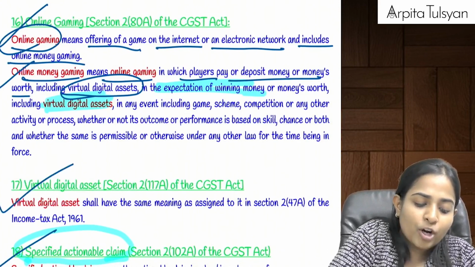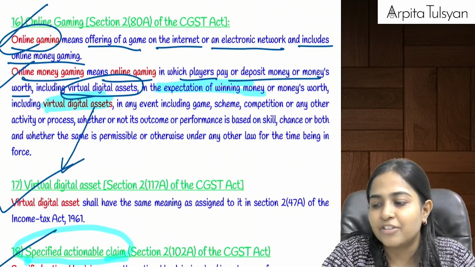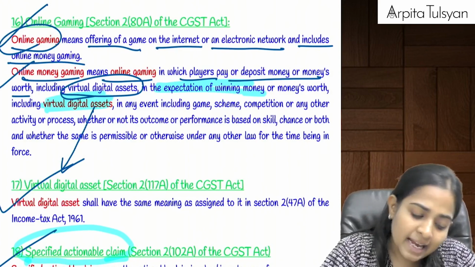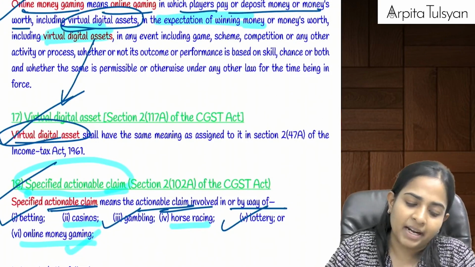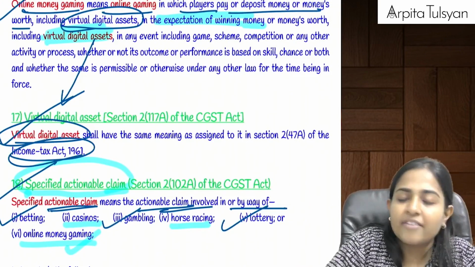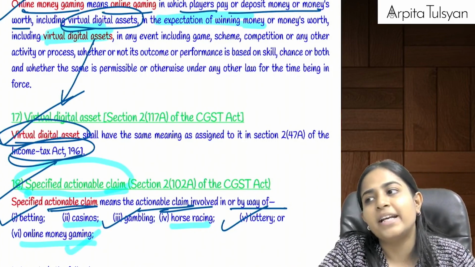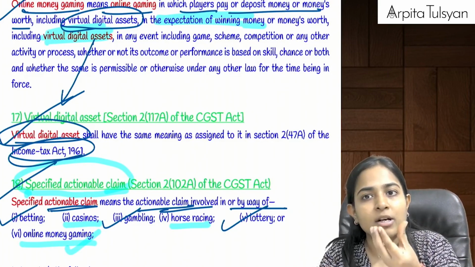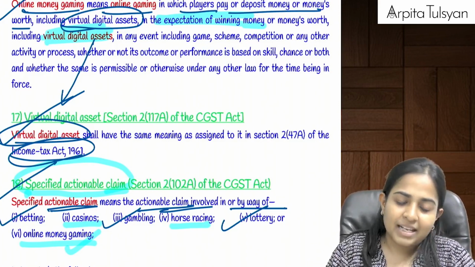Now ma'am, what do you mean by virtual digital asset? Have you heard about the thing which was in trend nowadays, cryptocurrency? Yes. GST law hasn't given a separate definition of virtual digital asset. They are telling us to refer to it as per the Income Tax Act. Just for your reference, one example of a virtual digital asset is cryptocurrency, which has some value and can be digitally traded. Are you clear with this?